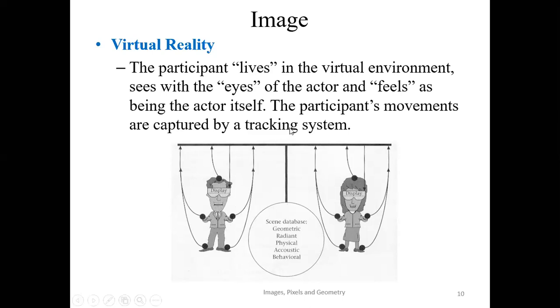So here, the participant's movements are captured by a tracking system. What happens when you capture the movement is that if you look right, it will show you one type of animation. If you look left, it will show you another type of animation. So it will give you the feeling that you are in a real-life environment, and whenever you're looking right, you're seeing the right side, and when you're looking left, you're seeing the left side.